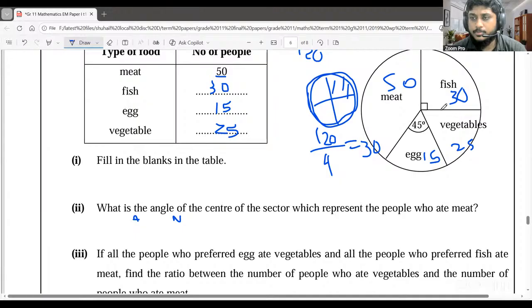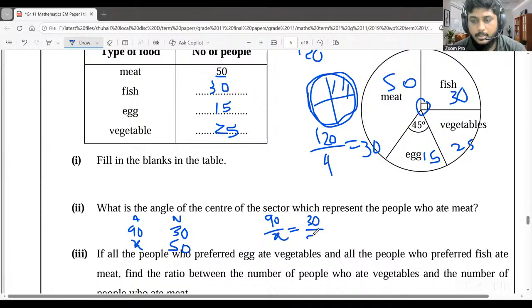Now, you know fish is 90 degrees, so put the angle as 90 degrees. You know the number for fish is 30, so on the fish put the number as 30. For meat, you don't know the angle, so you put X. But you know the number of people who eat meat, that is 50. So how can you write this? 90 over X equals 30 over 50. You can write it like this.